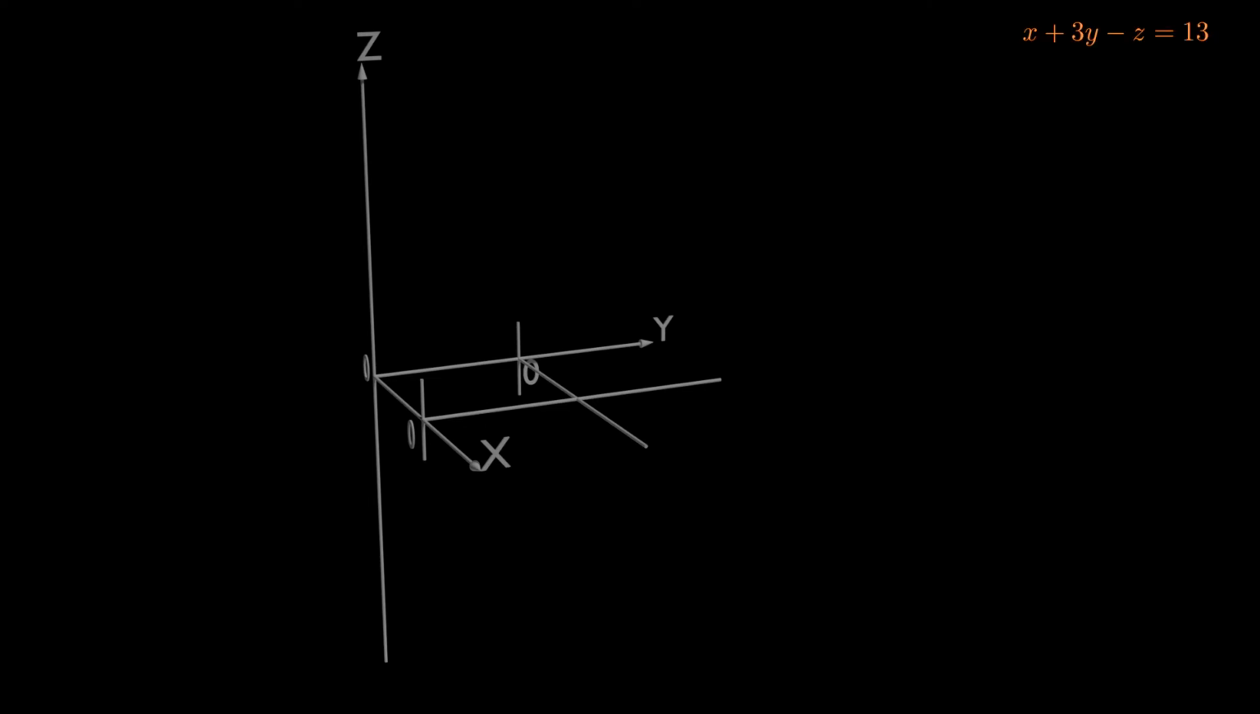The first equation was x plus 3y minus z equals 13. Very conveniently for us, this equation actually represents a plane in 3D space, which means that we can plot this equation onto our 3D coordinate system quite easily. If we do that, we get a result that looks like this.